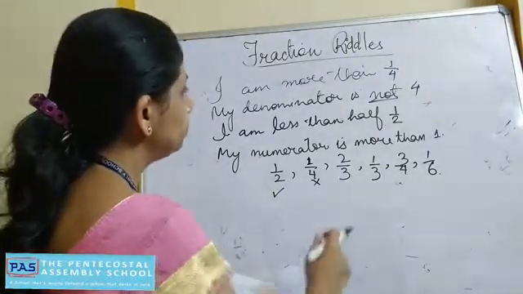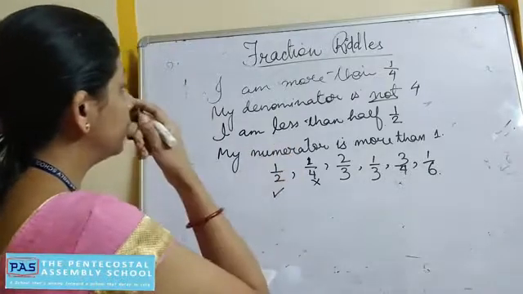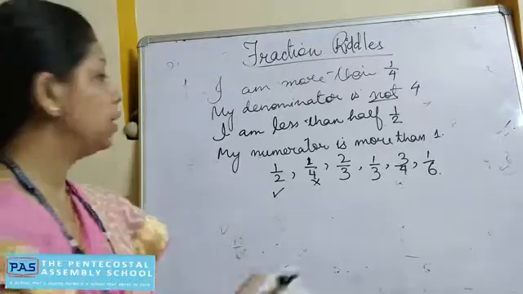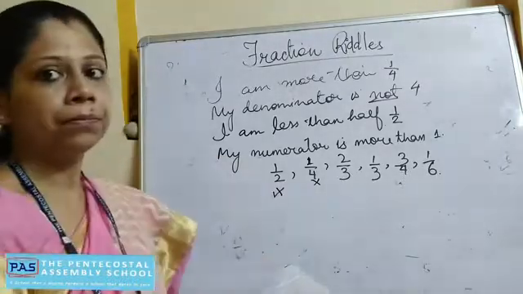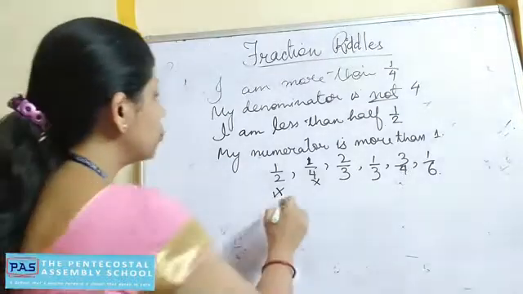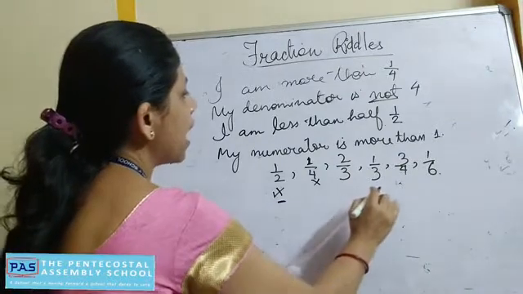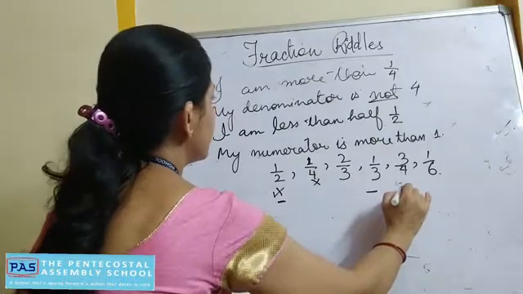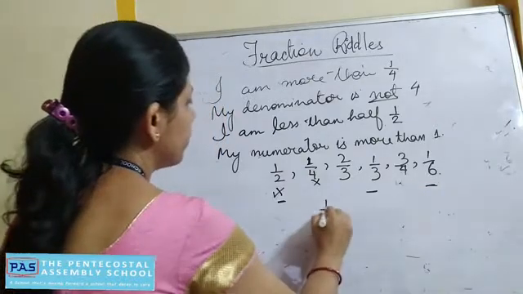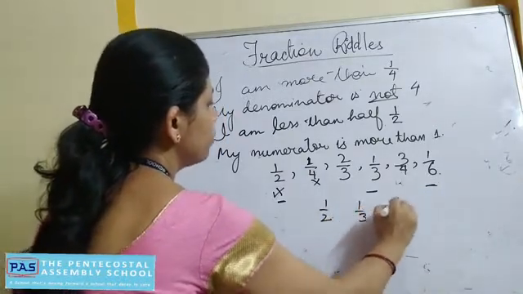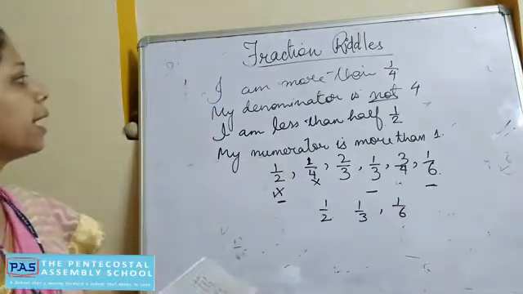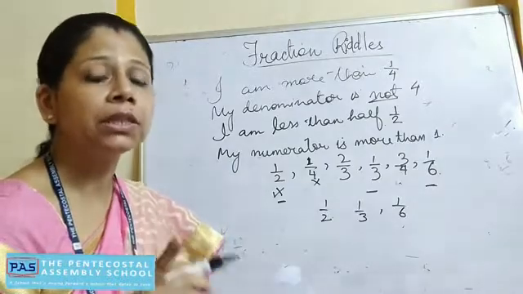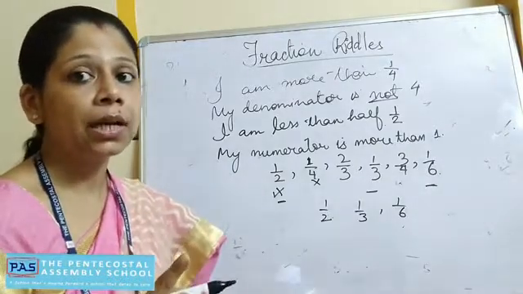And the third condition is I am less than half. So again this is gone because it is not less than half. Now compare 1 by 2, 1 by 3 and 1 by 6. It is saying I am less than half. Now these are unlike fractions. So in this, which is the largest?